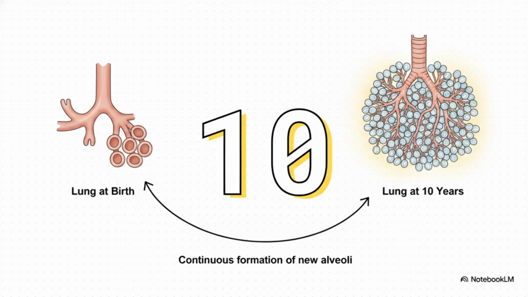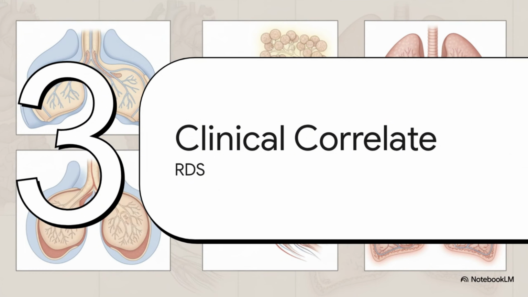So the main growth of the lungs after birth isn't just the existing cells getting bigger. It's driven by a massive, continuous increase in the absolute number of respiratory bronchioles and brand new primitive alveoli over the entire first decade of a child's life. Next up, part 5, a clinical correlate on RDS, or respiratory distress syndrome.